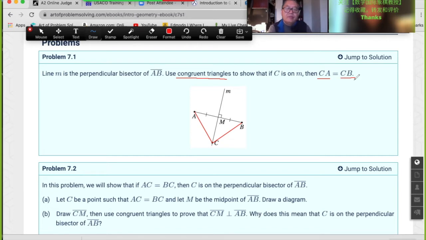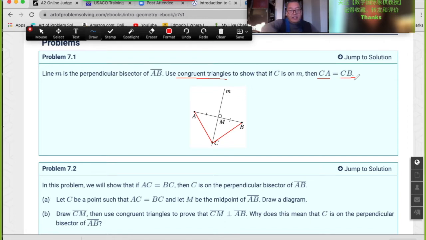Let's see, the side... Oh wait, no. The side angle side. Side angle side. Why? Because both of them have right angles, and AM and MB are the same, and both triangles have side MC, and they're the same too.